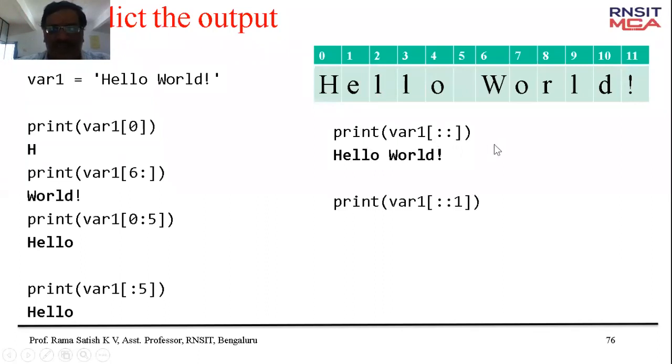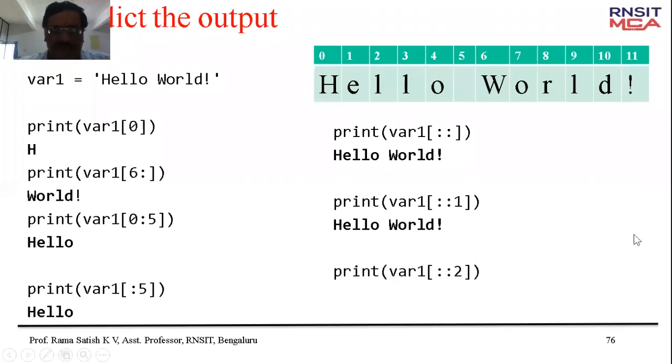Now in this case, var1[::1]. Of course, it is also the same. The increment value is 1, that means every time it increments by 1. With the default values, you'll get the same string as the output. Hello world.